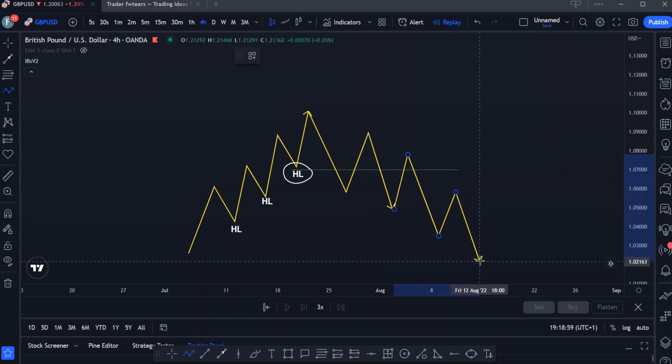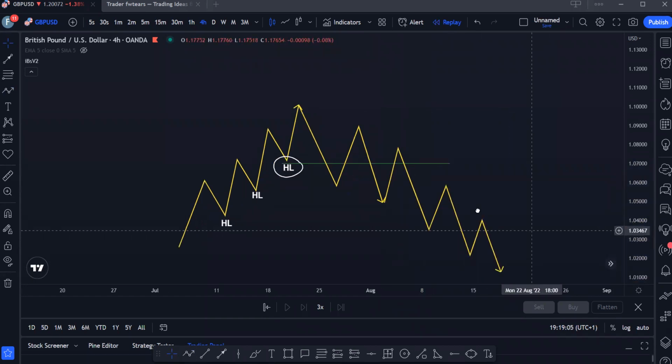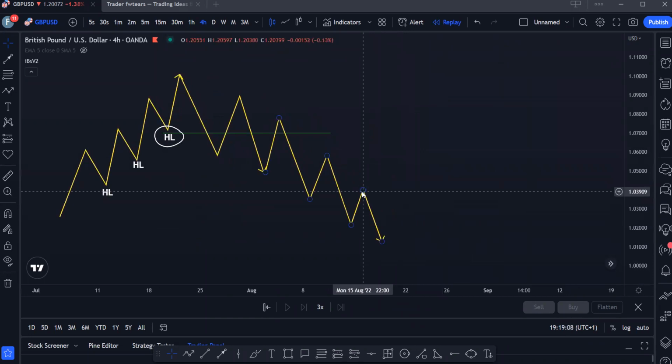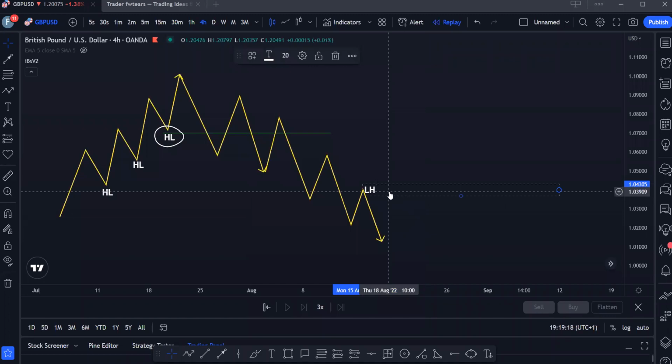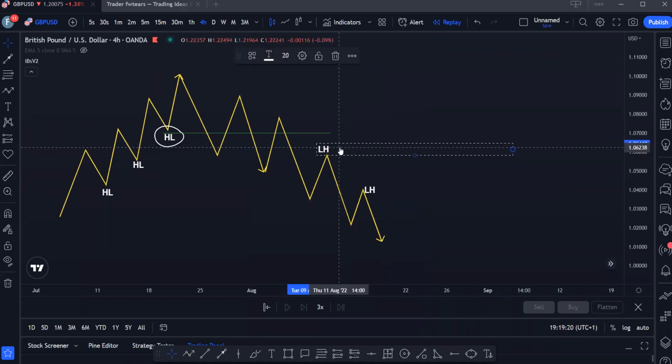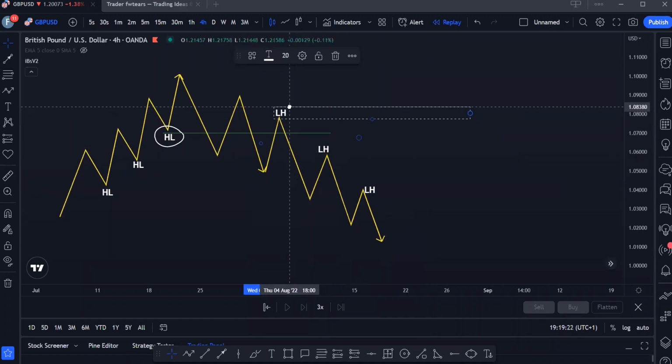Price can also shift from a downtrend to an uptrend. For price to shift from a downtrend to an uptrend, this is the lower high. That structure: lower high, lower high, lower high, lower high.